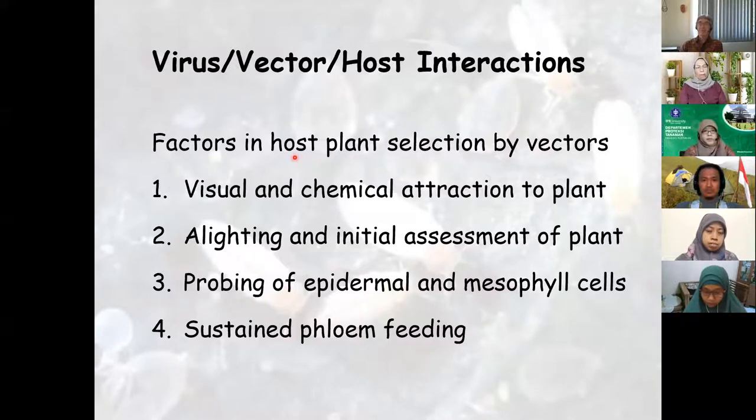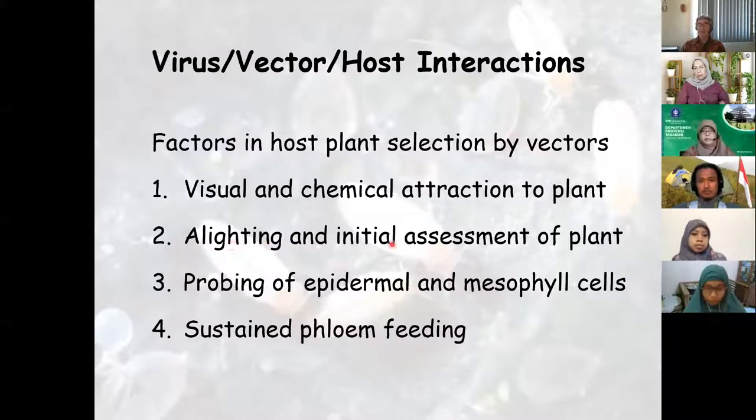And for an insect vector to actually feed on the plant and acquire the virus, there's several factors involved. Firstly, there's visual and chemical attraction to the plant, because aphids or whiteflies don't recognize a plant by sight. They can't recognize what a banana or a chili is by looking at it. They generally have to determine that there's a plant present, and then there'll be chemical attraction on the plant. The plant gives off volatile chemicals, and that can give an indication of whether the vector thinks it will try feeding on the plant or not.